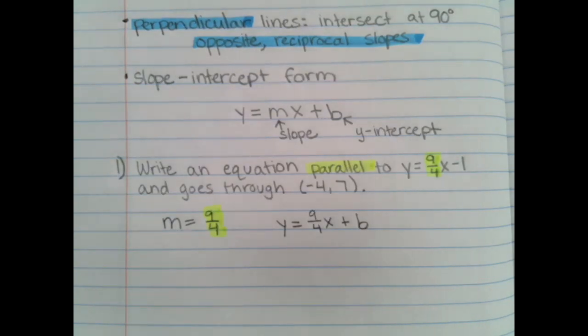Now there's a couple ways to do that. We could have put it in point slope form first. y minus y1 equals m times the quantity of x minus x1. But that requires us to think a lot. And this one we can just solve pretty simply.